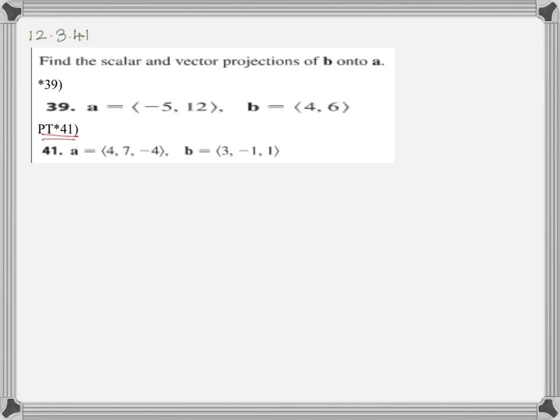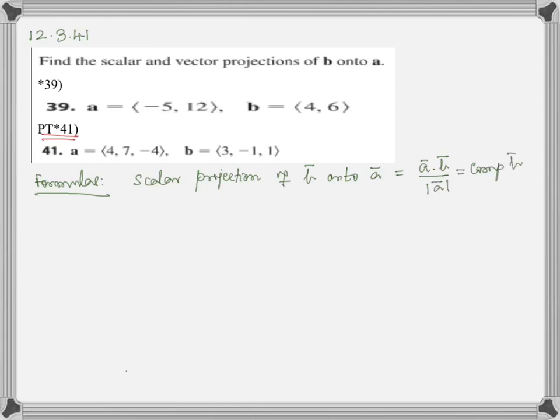So vector A is given to be 4, 7, -4 and vector B is given as 3, -1, 1 in the component form. So first let us look at the formulas. The scalar projection of vector B onto vector A is also known as the component of B onto A, and it is given by the formula A dot B over the length of A, which is written as the component of B onto A.